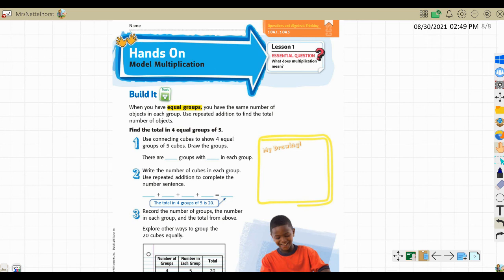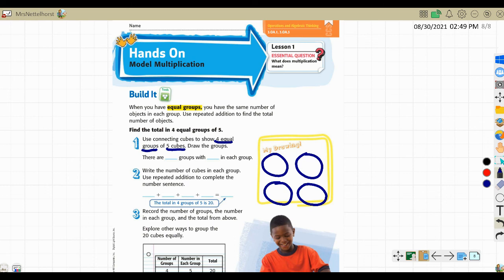Draw the groups. So I see here that I need 4 groups, 4 equal groups. So I'm going to draw 4 groups in my drawing box. You need to draw that with me. Draw 4 groups, 4 circles. Make them big enough so that you can put the dots inside. And then there's 5 cubes, which we're going to draw with dots.